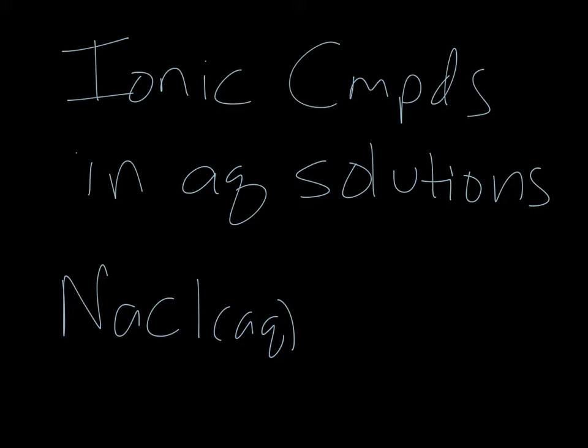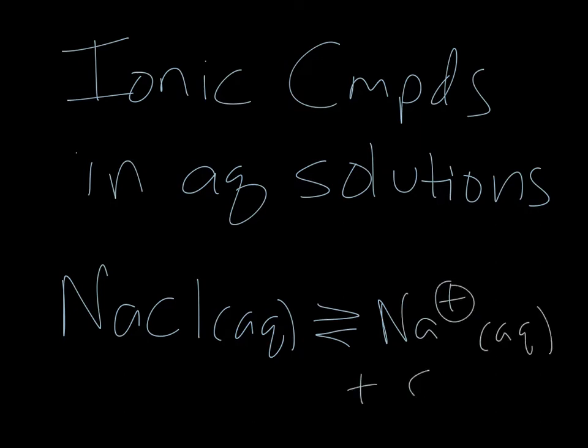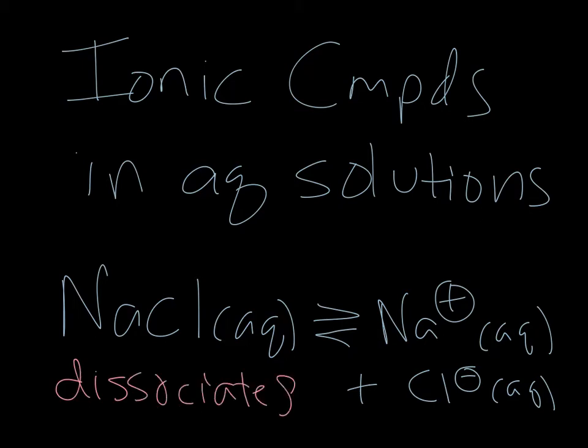So, in solution, we actually have Na plus aqueous and Cl minus aqueous. So this dissociates to give individual ions instead of sticking together. And in actuality, this equilibrium for ionic compounds lies really far towards the dissociation into the individual ions. So most of the ionic compound in solution is not still hanging out together, it is dissociated.